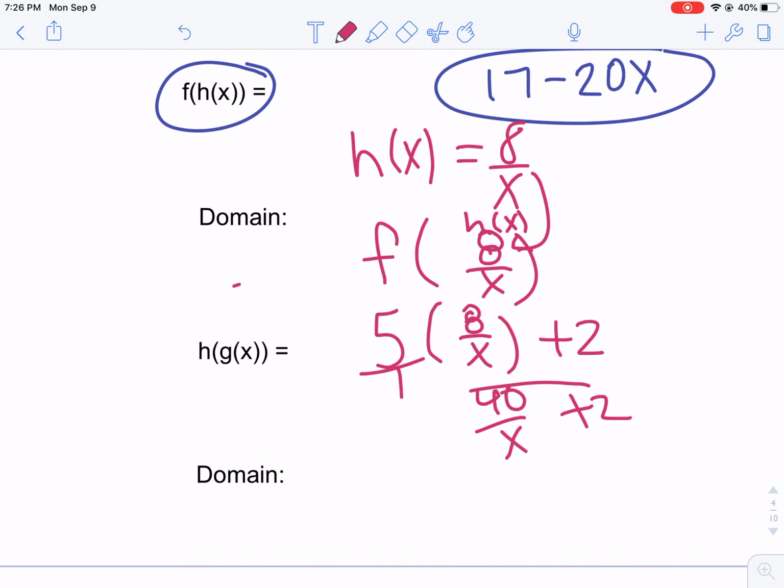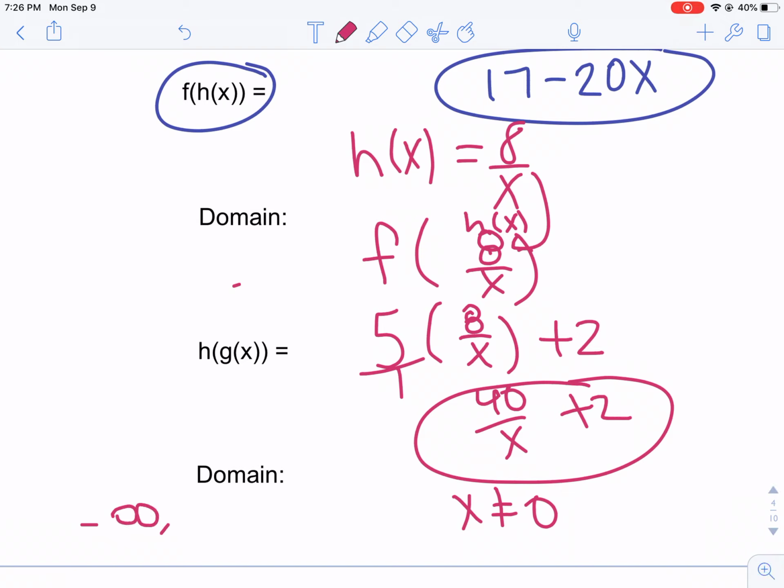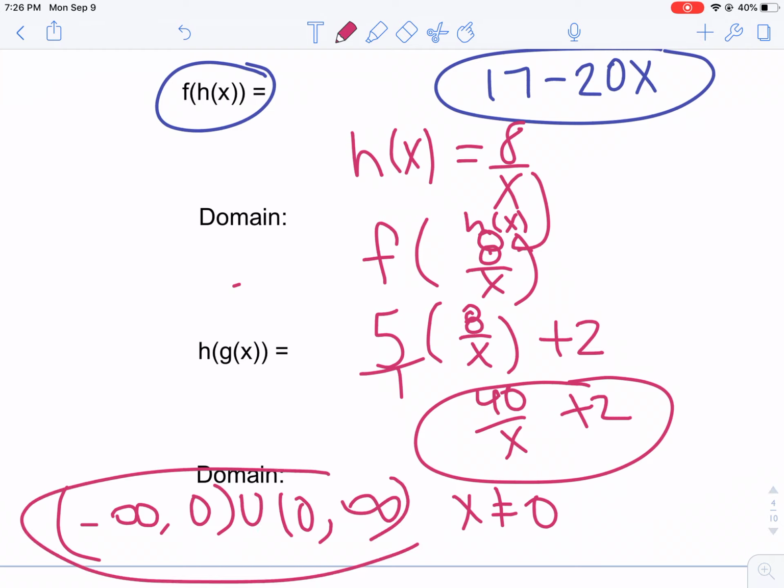The only thing we have to really worry about when we have fractions is our domain. So my bottom can't be 0. And so if we remember from the day before, if you go from negative infinity to 0, you have to walk around the 0 and then finish at infinity. So that's your domain. And that's it.